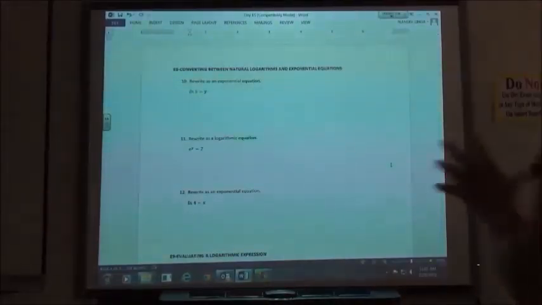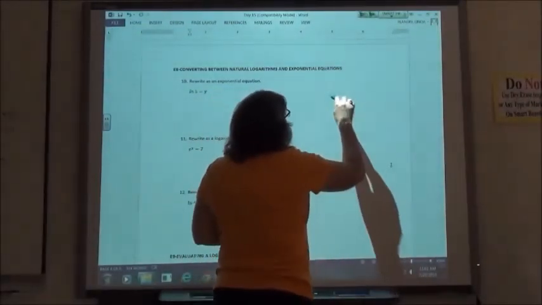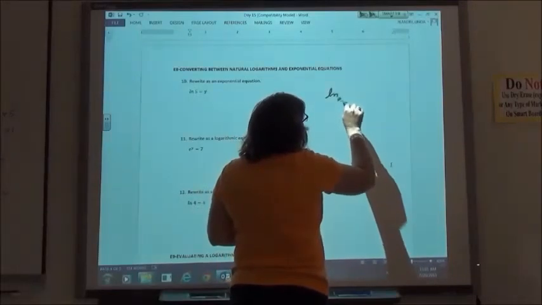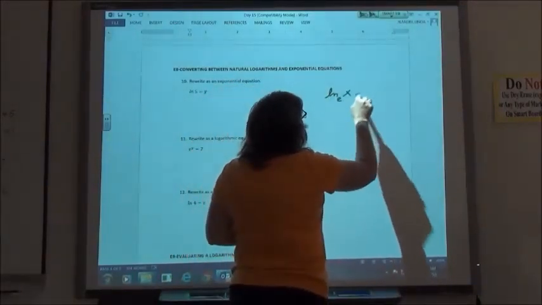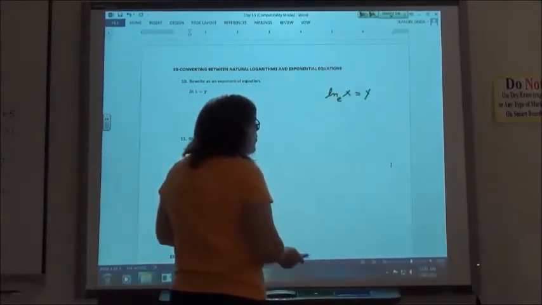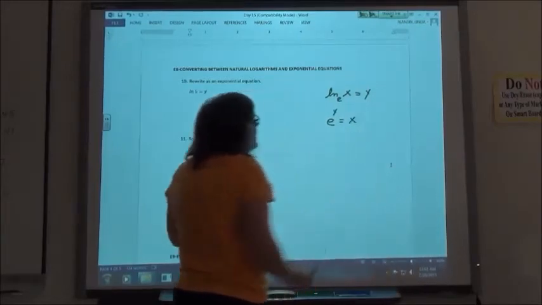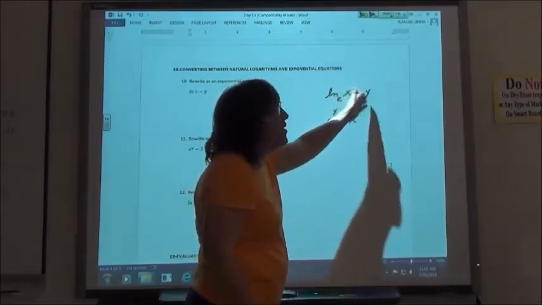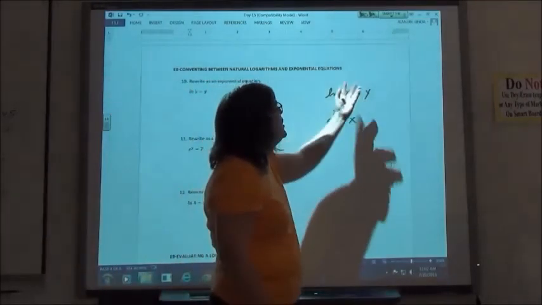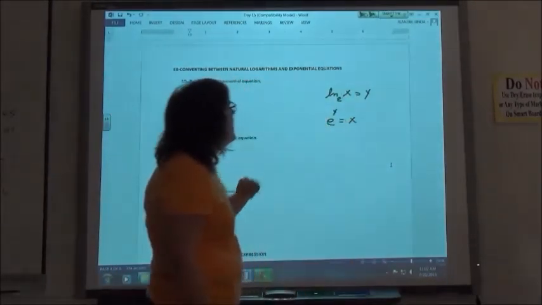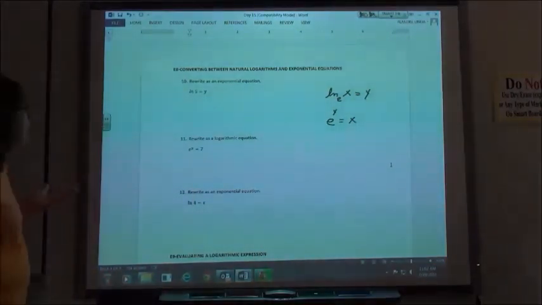10, 11, and 12 are converting between natural log and exponential functions. Natural log has an understood base of e. So if I have the natural log base e of x equals y, when I switch it around, e to the y power equals x. I'm not sure on Alex if they put the y first or the x first, but it really doesn't matter. It's the same thing. I'm just switching the x and the y around, keeping in mind that a natural log is base e, even though the e is not written there.